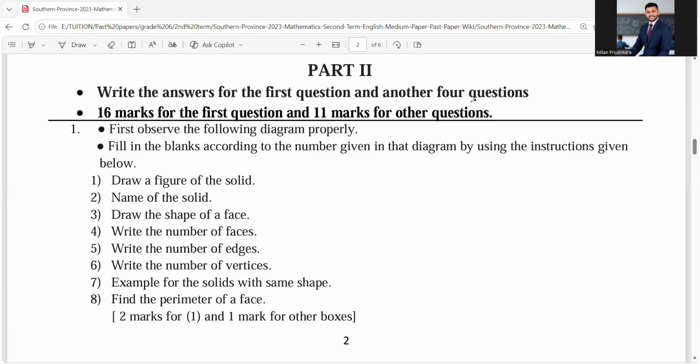Dear children, here I am bringing you the second part of the paper I previously discussed.